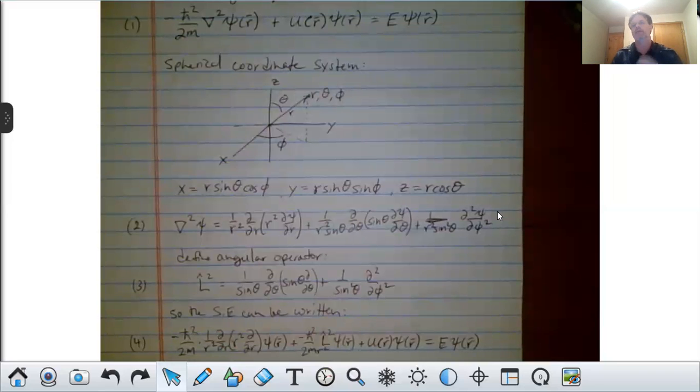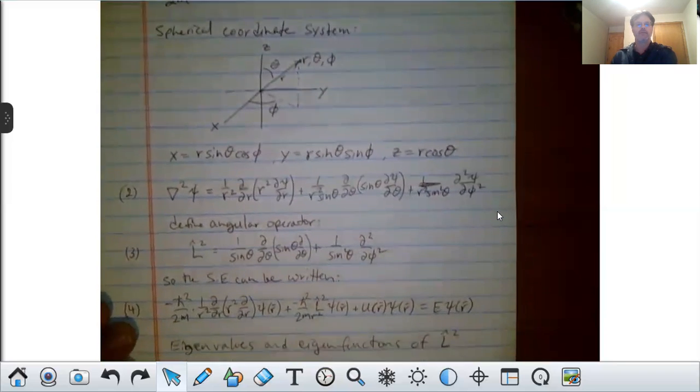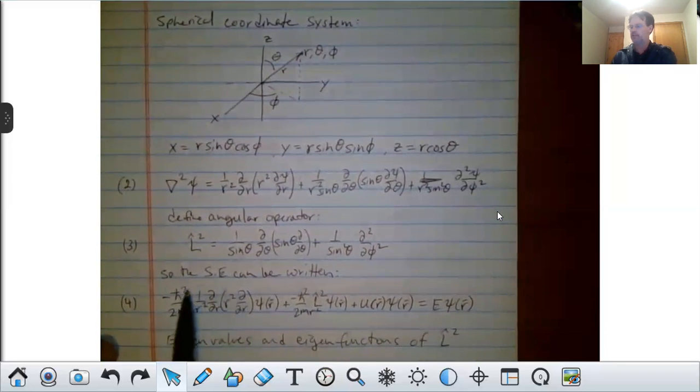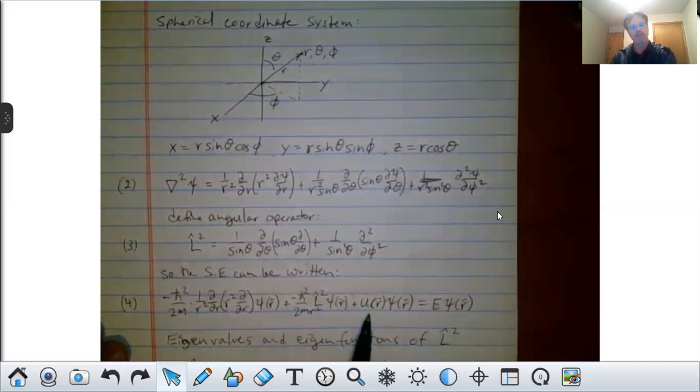And maybe we can go into more detail in that relation later. We're going to talk about the mathematics of it a little bit here. But what I can then do is if I define this L squared, I can rewrite my Schrodinger equation as sort of a radial operator and an angular operator acting on the wave function. Then you still have your potential energy, and you've got your energy, right?